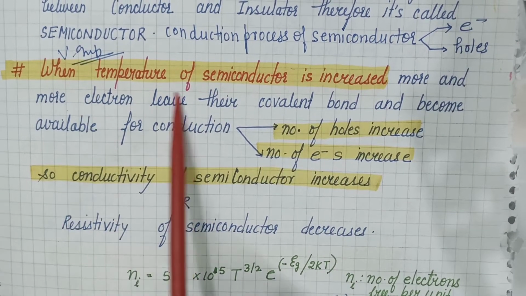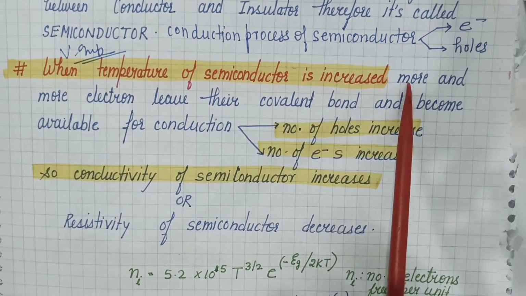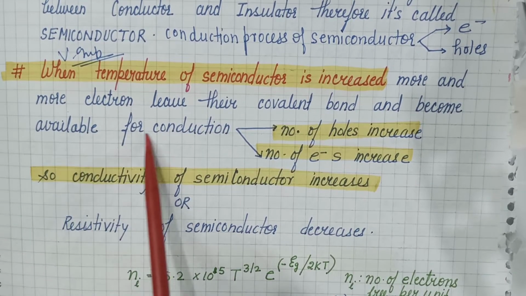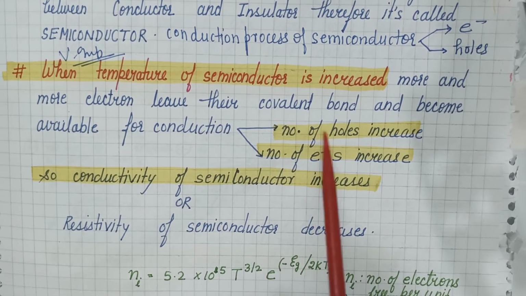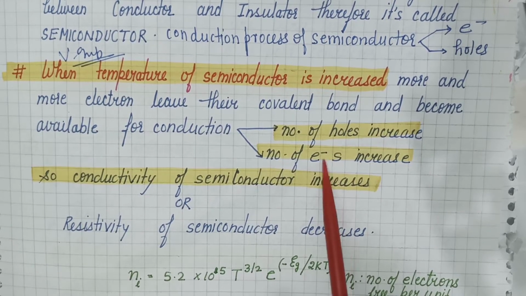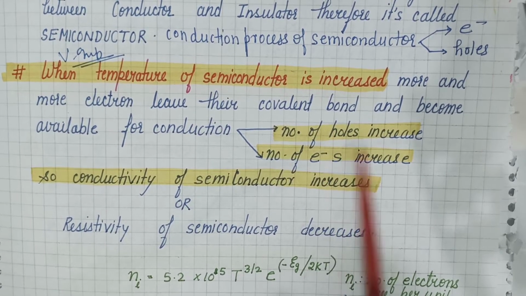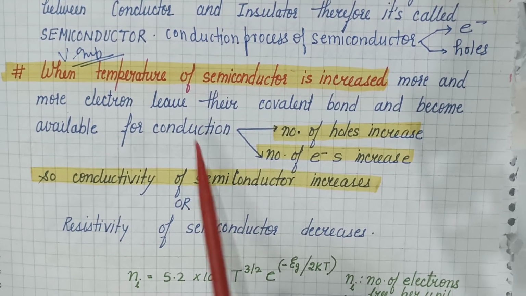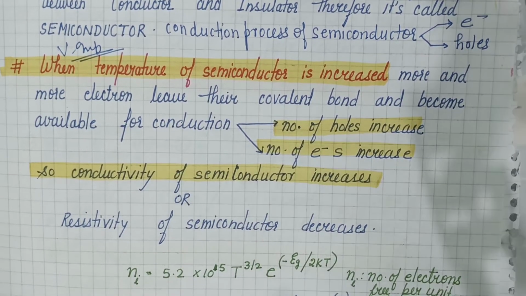Then when temperature of semiconductor is increased, more and more electrons leave their covalent bond and become available for conduction. So holes are also created when electrons leave their bond. So the numbers of holes and electrons both increase. So conductivity of semiconductor increases when temperature of semiconductor is increased.